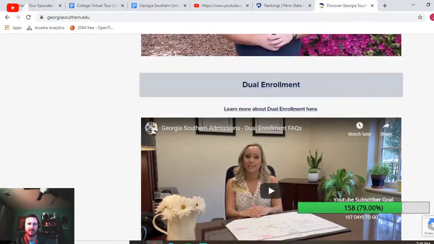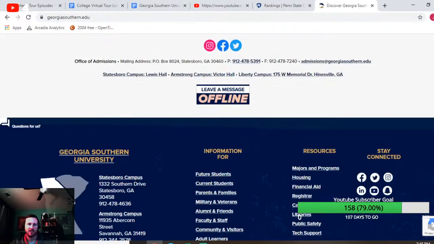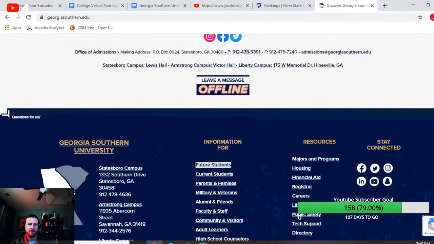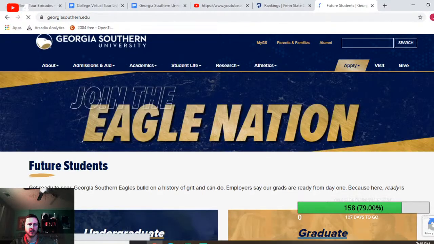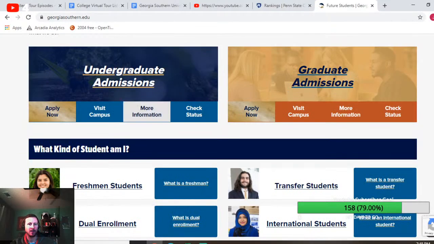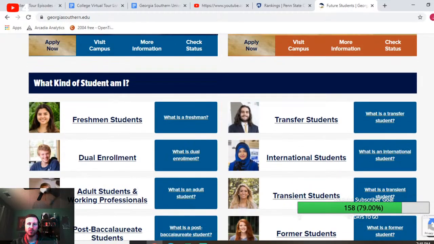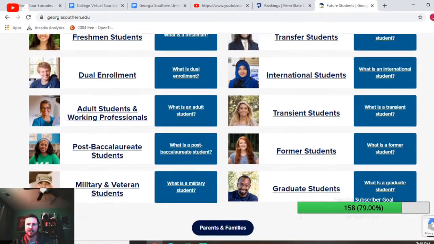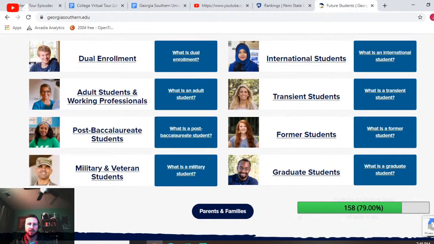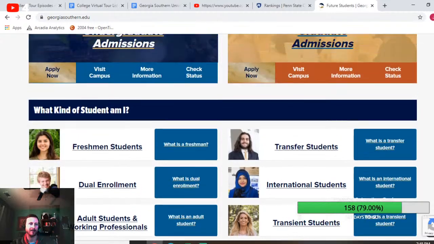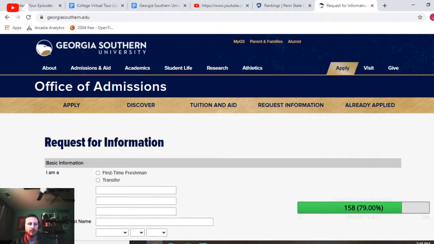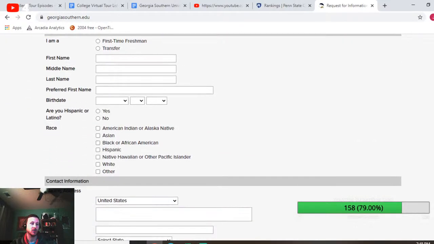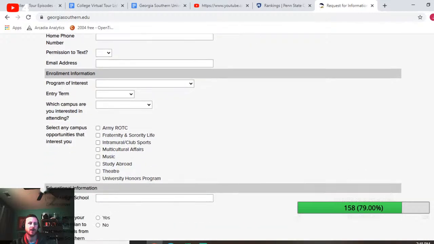Okay. Interesting. Dual enrollment stuff is happening there. Information for future students. That seems like a good place to start. What is a freshman? Wow. Okay. What kind of student are you? Y'all would be freshmen, but let's not look at that. Let's look at more information. Okay, so you can just request more information and they'll start sending you stuff.